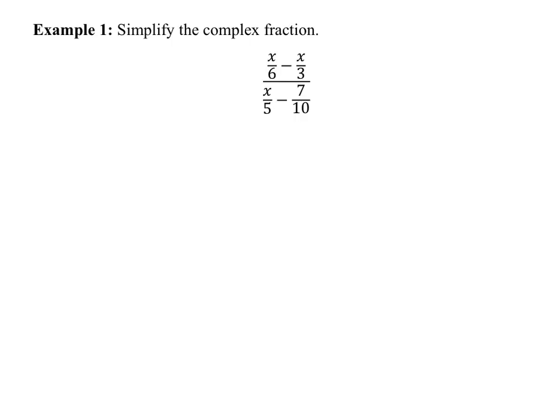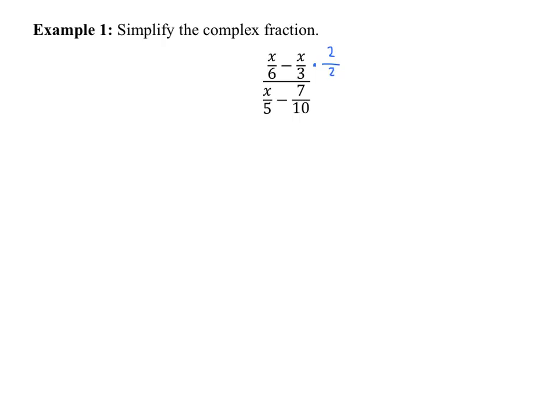Oh, wait. An LCD? What should I multiply the 3 by to make it look like the other one? 2. Yeah, there we go, 2. Okay, so, but the LCD itself is 6 then, right? 3 times 2 gives us 6. So we multiply that one by 2 and that one by 2.